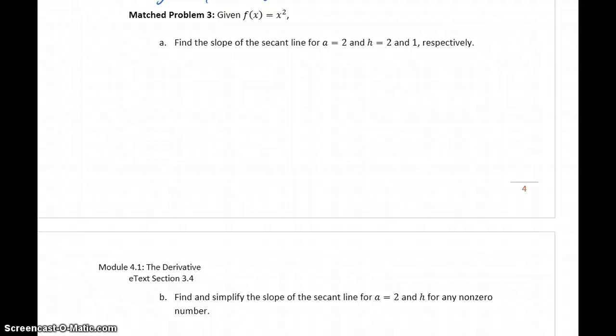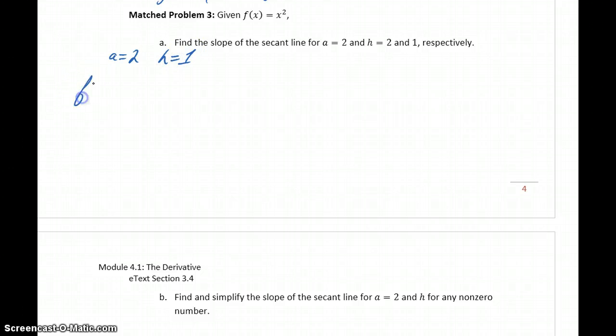In match problem 3, we're given the function f of x equals x squared. And in part A, we want to find the slope of the secant line for a equals 2 and h equals 2, and then also for a equals 2 and h equals 1. So we'll start off by considering a equals 2 and h equals 1.